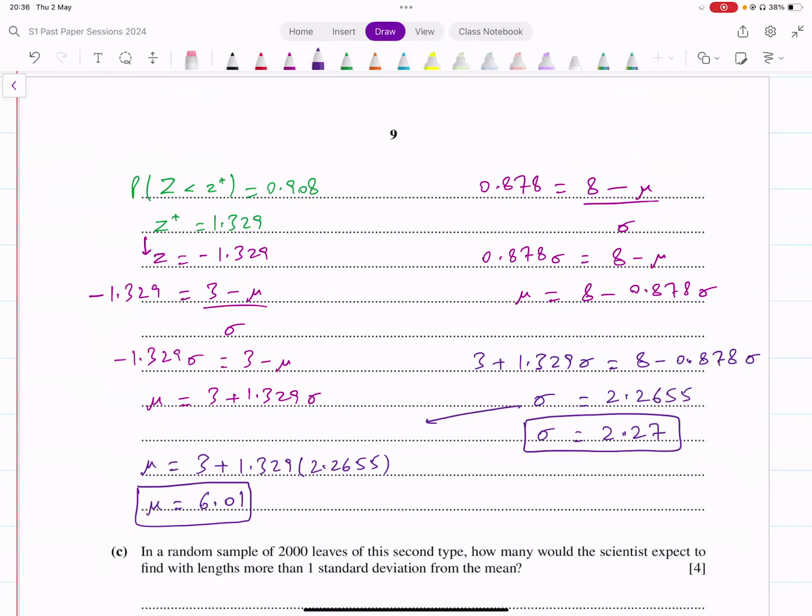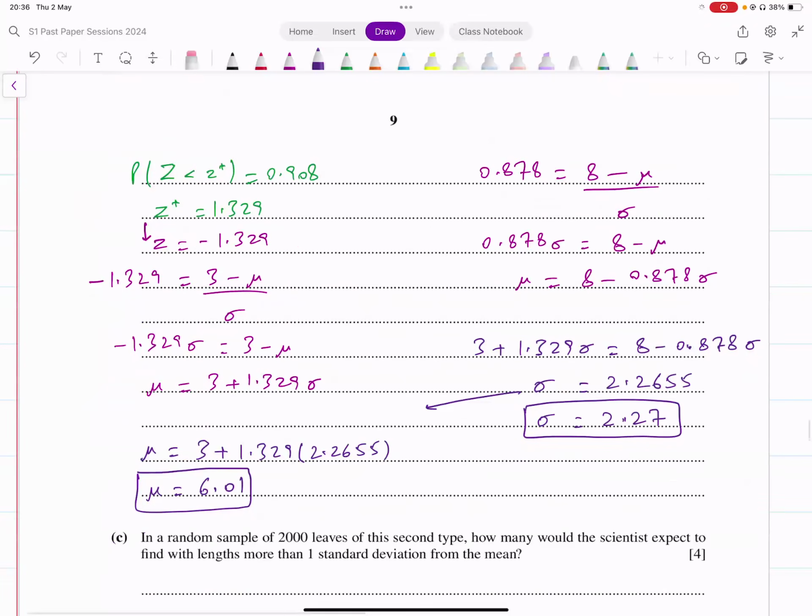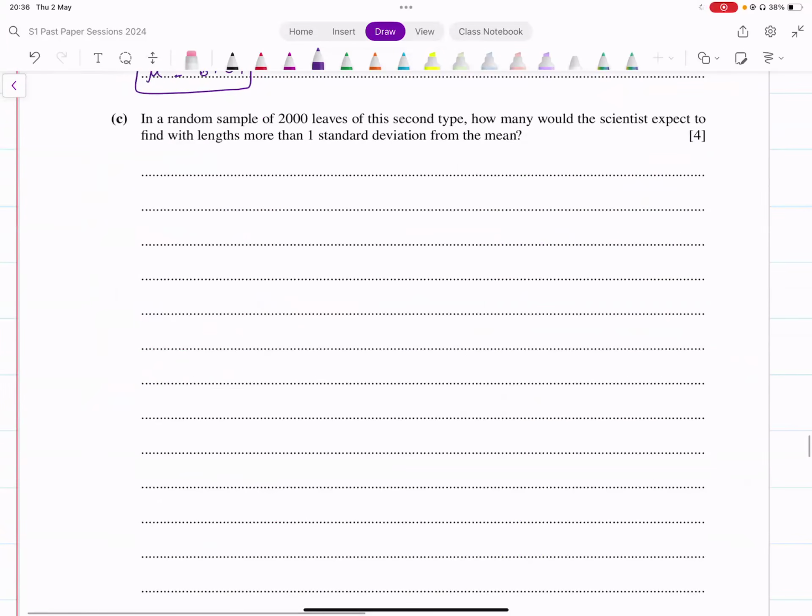That's a standard inverse normal problem. Now it took some time, but there wasn't any complication as such. As long as you understand inverse normal well, that's all that you have to do here. Now it says in a random sample of 2,000 leaves of this second type, how many would the scientist expect to find with lengths more than one standard deviation from the mean? More than one standard deviation from the mean.